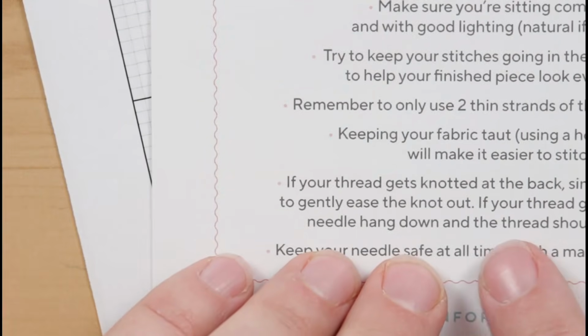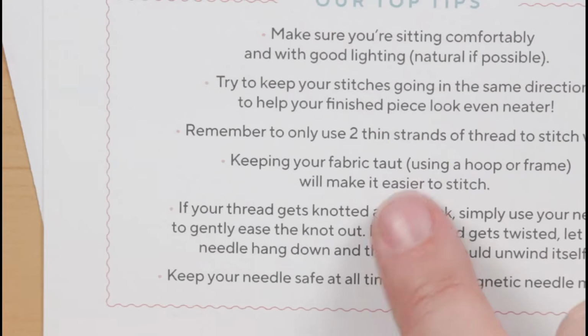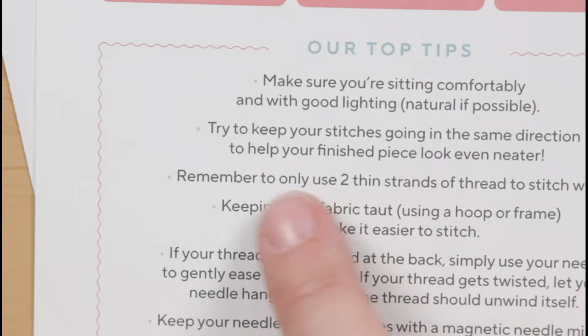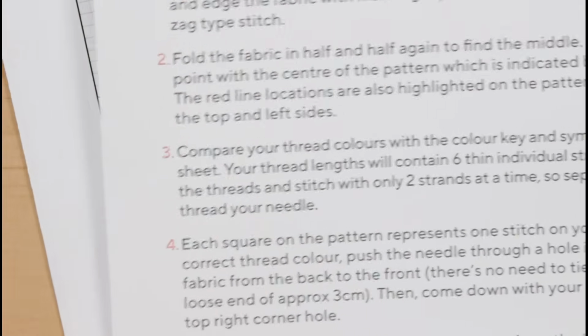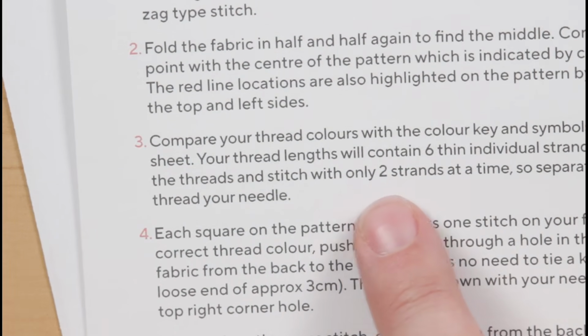So for instance, if you take a look at the instruction sheet that comes with a Caterpillar cross-stitch kit, under our top tips here it says remember to use 2 thin strands of thread to stitch with. And in the instructions section, in number 3, it says with only 2 strands at a time. So a kit should tell you somewhere in its instructions how many strands of floss you're expected to use with it.